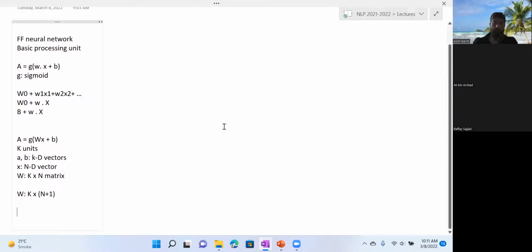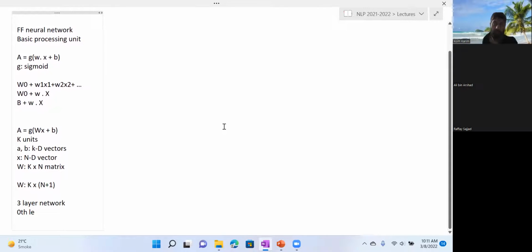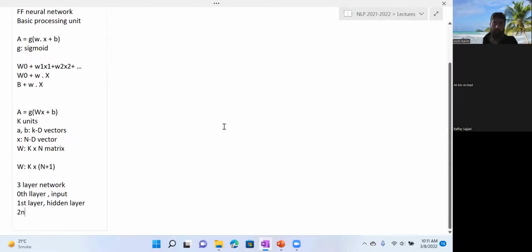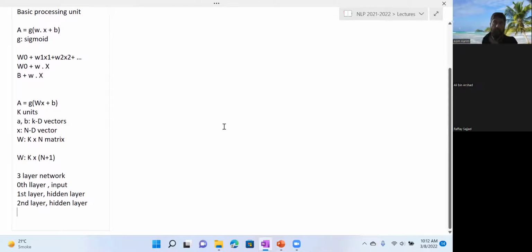All right. So a feed-forward neural network basically consists of multiple layers of such units. And we talked about, let's say, a 3-layer network. So the first, of course, is the 0th layer, which is also the input. And then we have the first layer, which is also called the hidden layer. And then the second layer, this is also a hidden layer because it is inside the network. And then you have the third layer. This is, of course, the output.